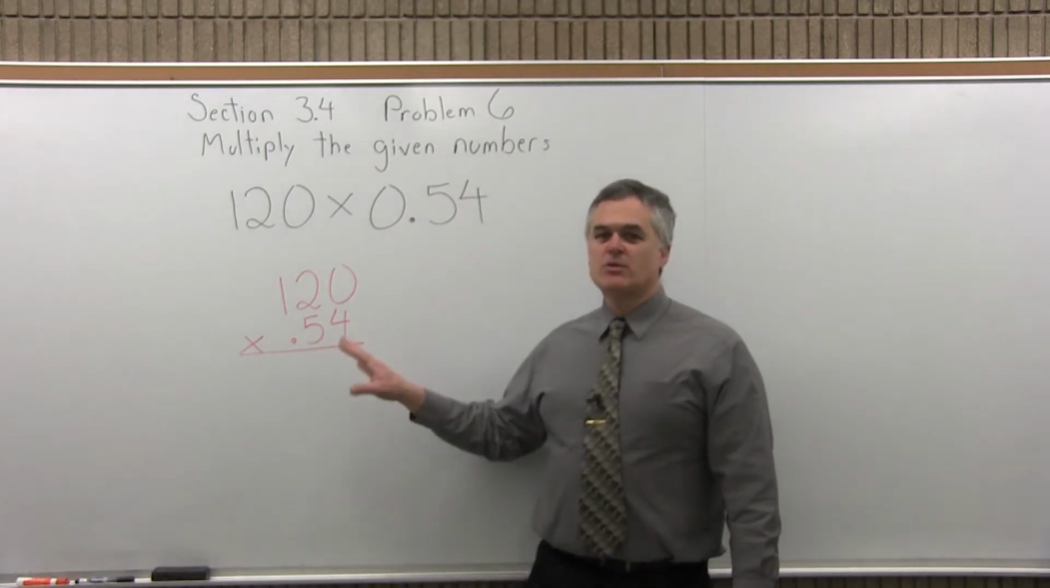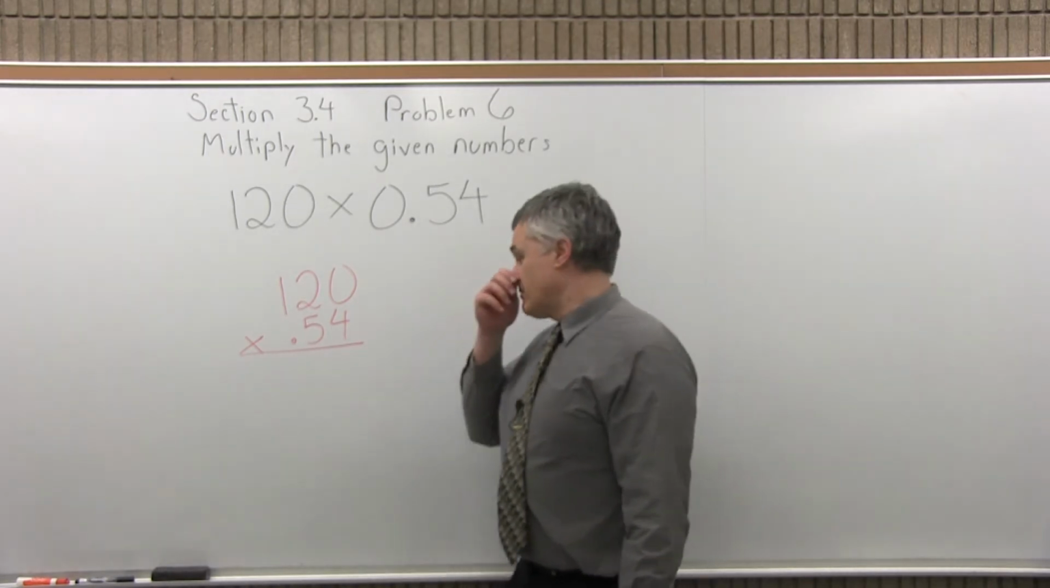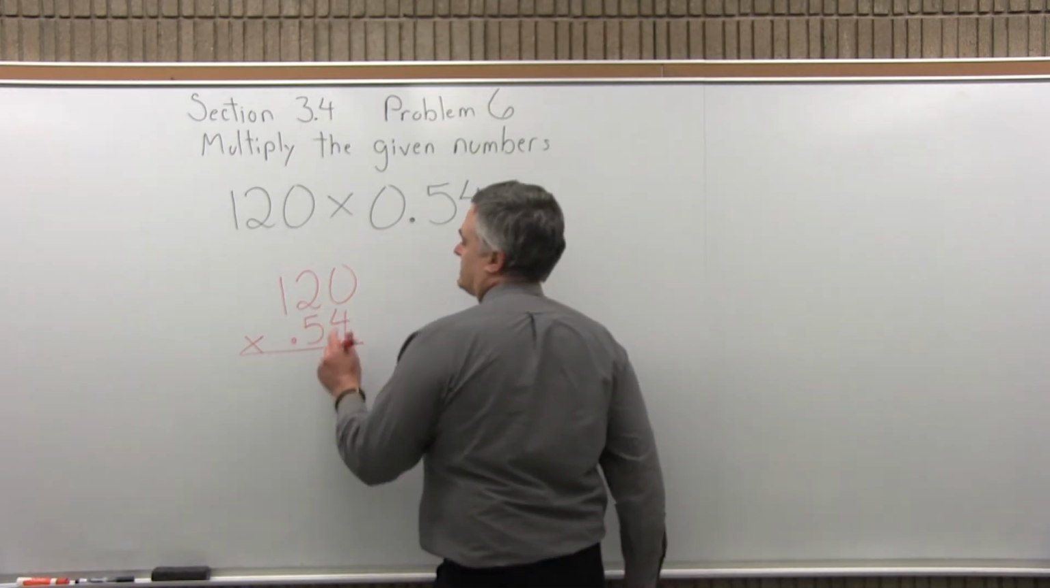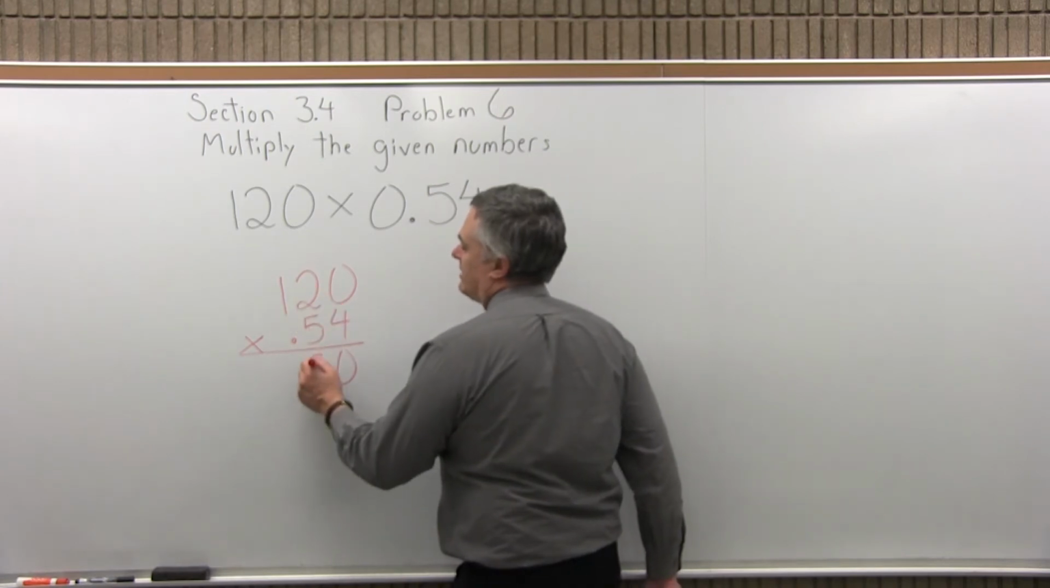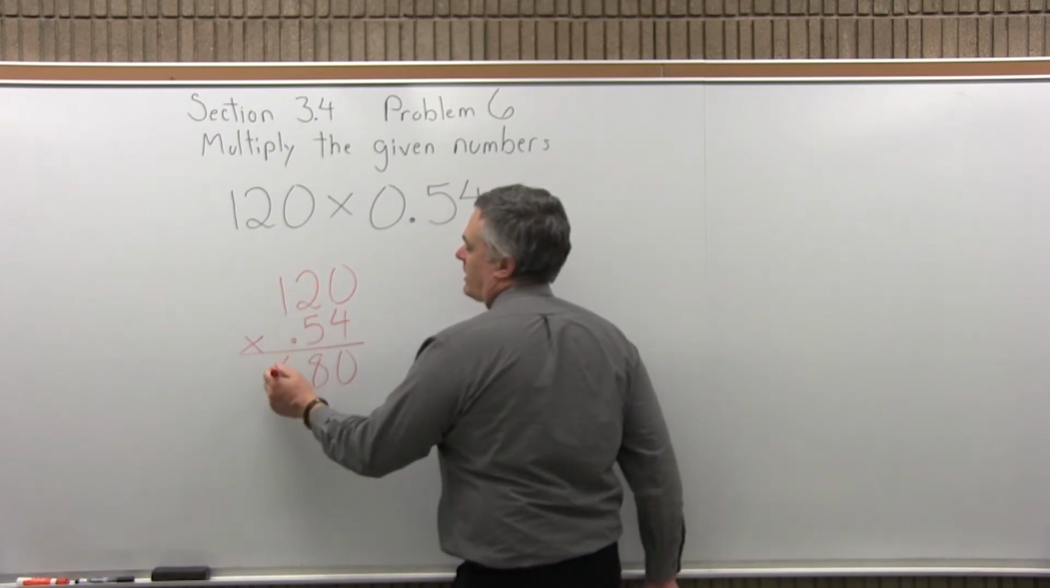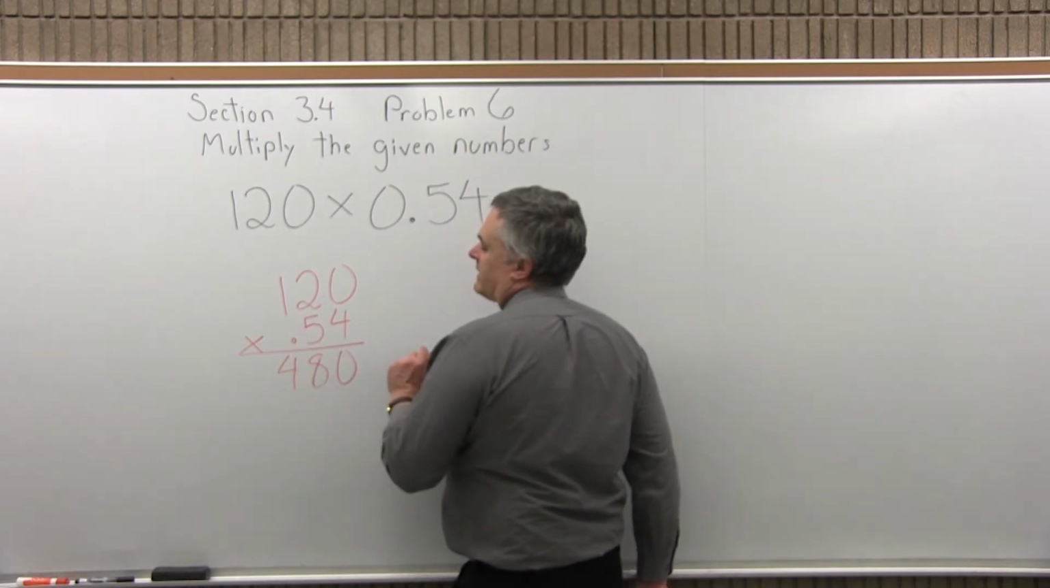Just multiply 120 times 54. Start with that. So 4 times 0 is 0. 4 times 2 is 8. 4 times 1 is 4. That takes care of the 4.